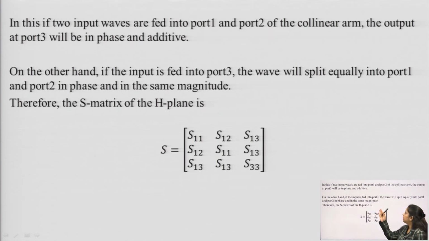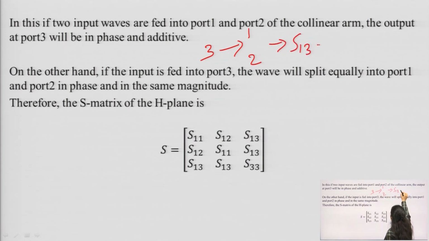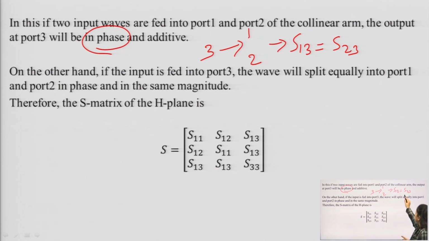And in this case, if two inputs are fed in port 1 and port 2 of the collinear arm, the output at port 3 will be in phase and additive. So, if we are providing the signal to the third arm and it is coming out of port 1 and 2, that means they will be in phase, so S13 should be equal to S23. This is the difference between the E plane T and the H plane T. In the E plane T, they are not in phase, that is why S13 is equal to minus of S23. But here S13 is equal to S23.